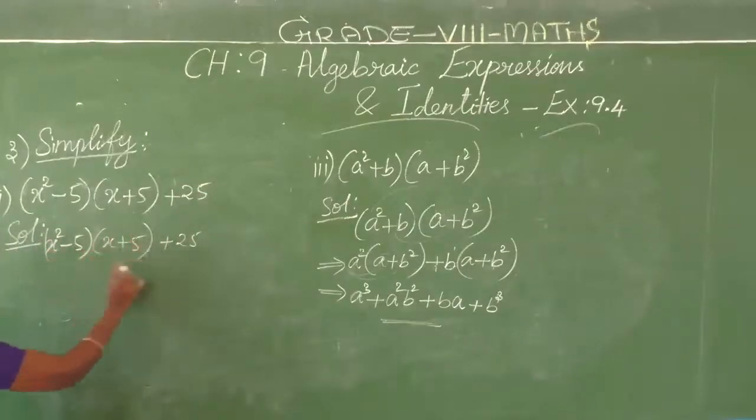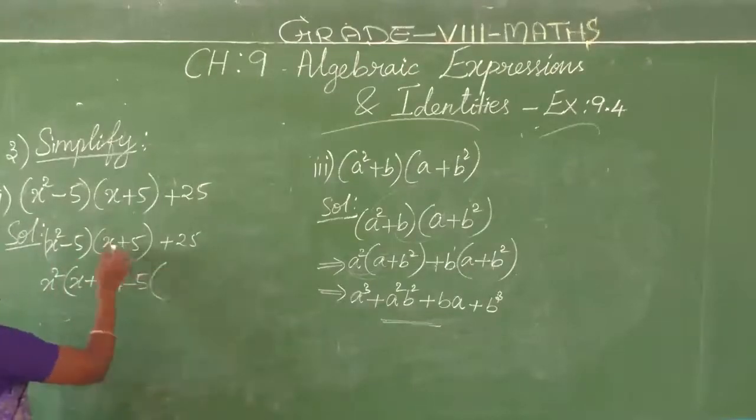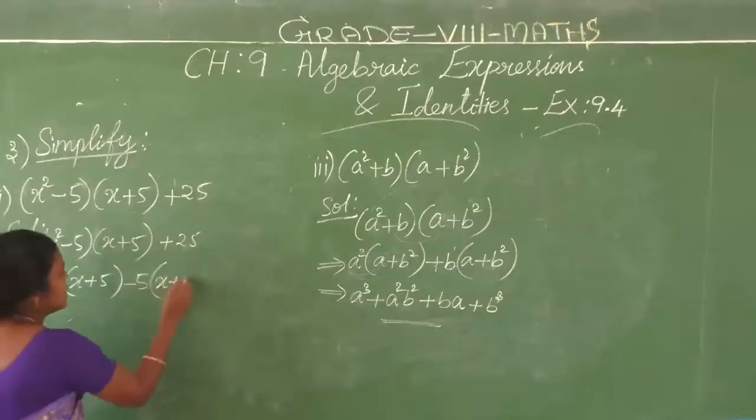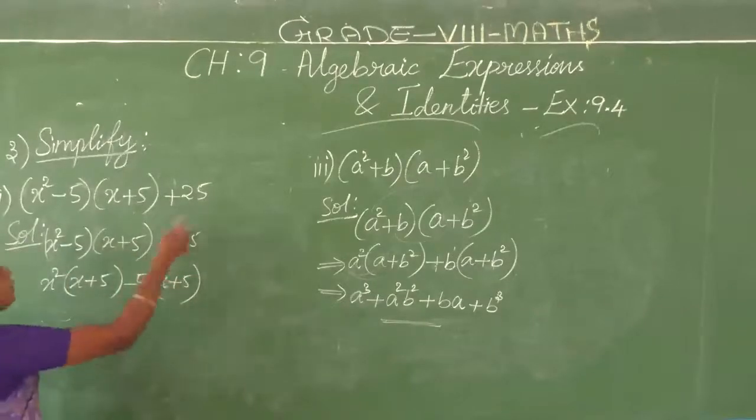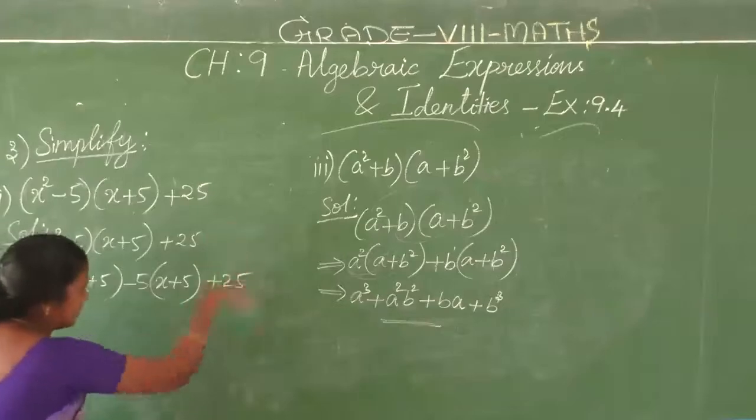Here, what to do? This into the whole binomial, no? So x square into the first part. What is the procedure for multiplying both binomials? First part multiplied by the second binomial and then second part multiplied by the second binomial. Okay, slowly take, it will come correctly. X square into x plus 5. Second part, minus 5 into the second part, fully x plus 5. Plus 25 as it is, bring it.